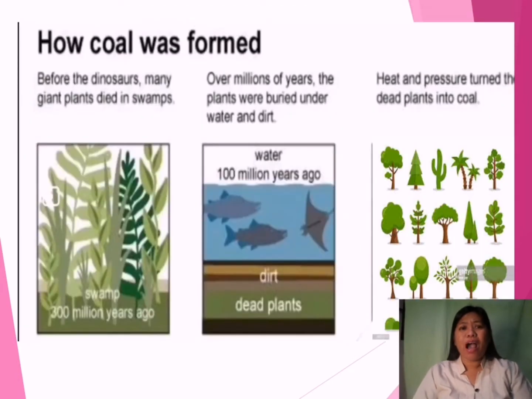Now, how was coal formed? Before the dinosaurs, many giant plants died in swamps. Then, over millions of years, the plants were buried under water and dirt. Then, heat and pressure turned the dead plants into coal. That's how coal was formed.